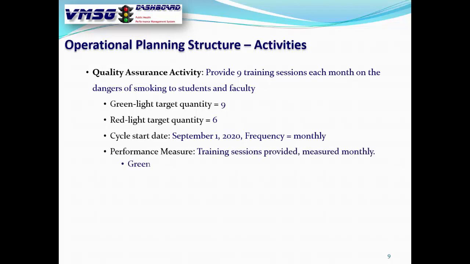The performance metric is automatically generated from the data points entered into the QA activity wizard. We'll show you this live in a few minutes. In this case, the performance measure will be set to training sessions provided measured monthly. Green is greater than or equal to 9. Yellow is greater than 6 and less than 9. And red is less than or equal to 6.